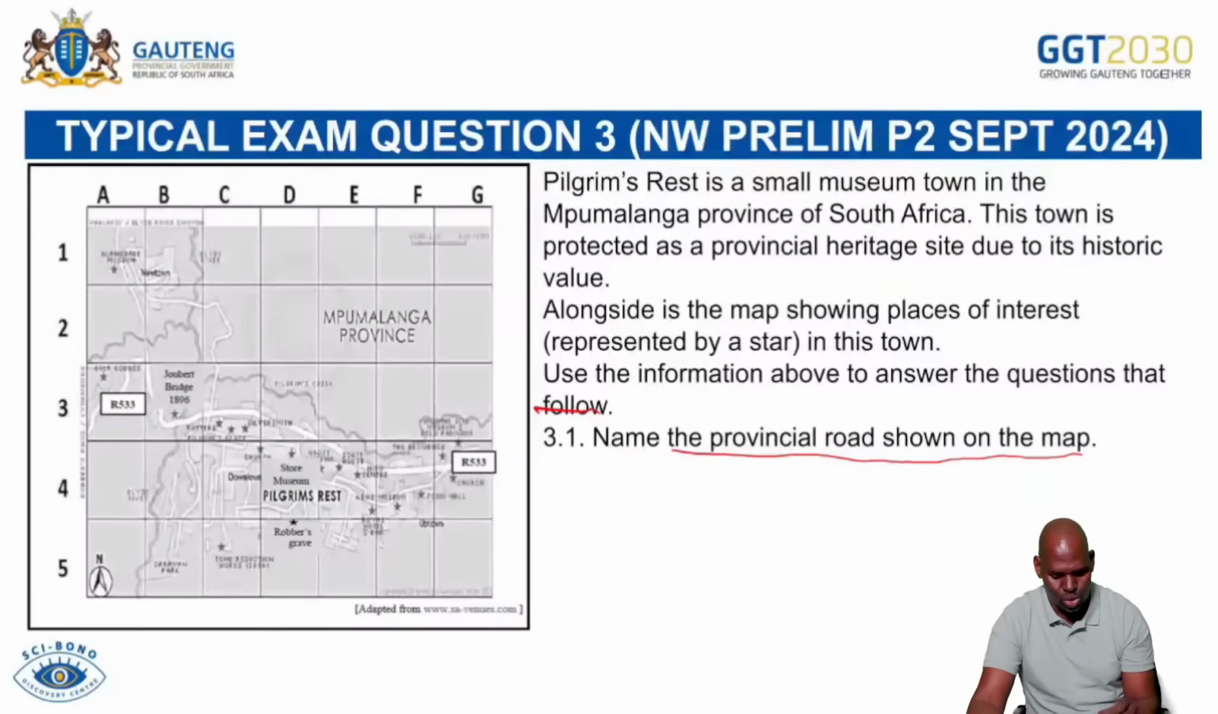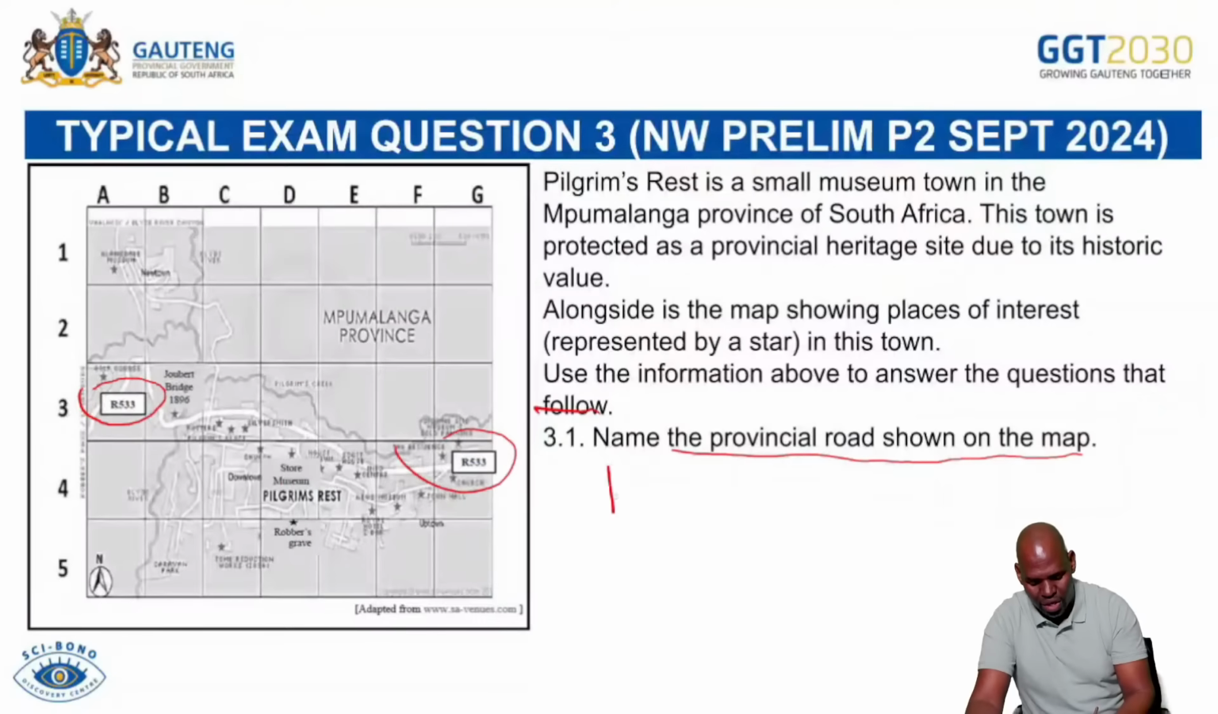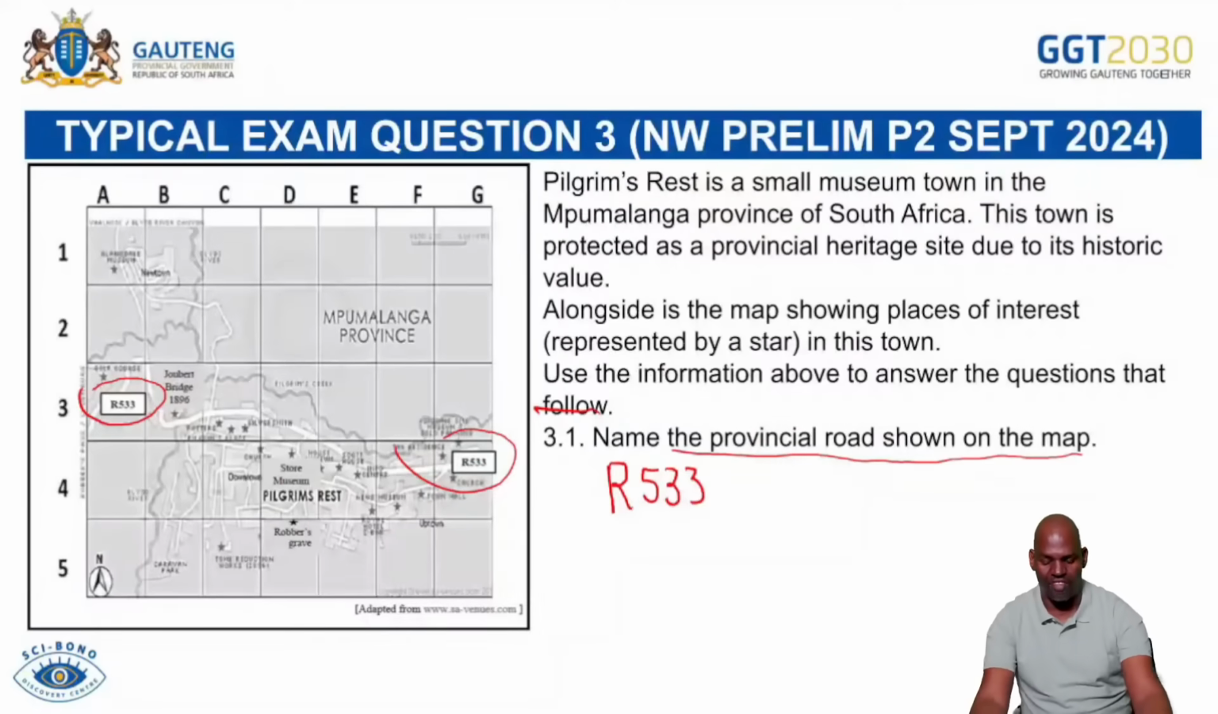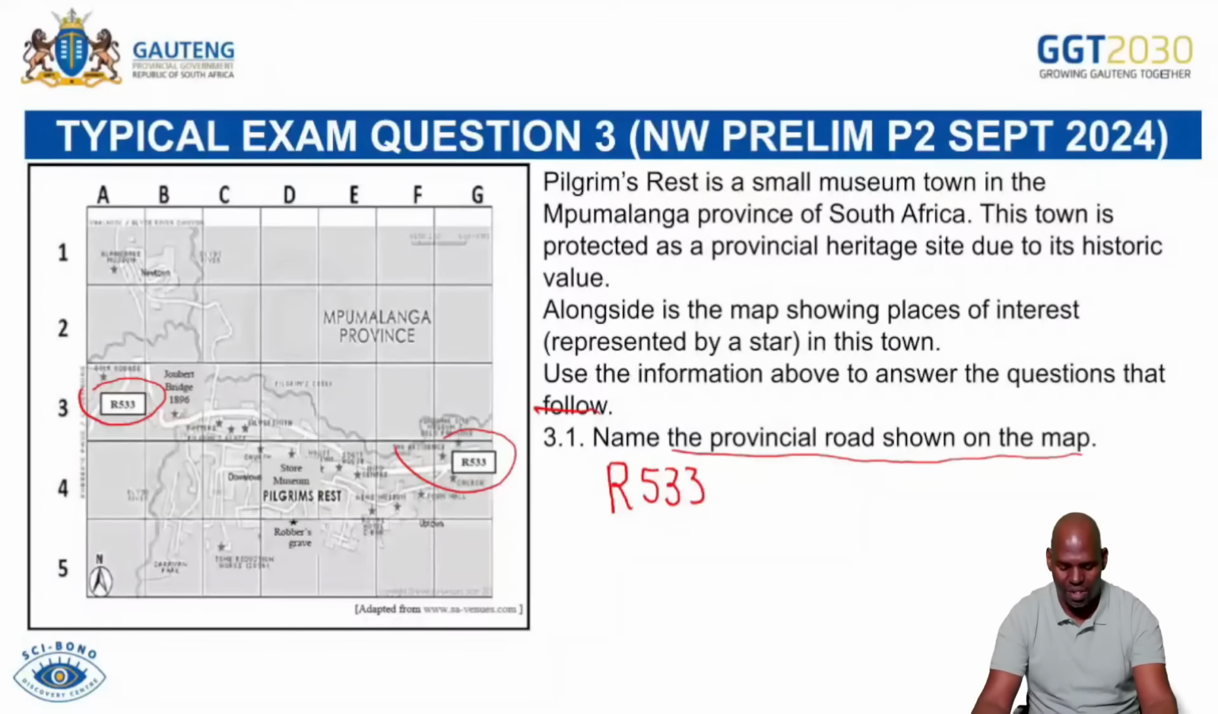If I look at this one, the provincial road will obviously be indicated by letter R. In this case, when I look at this one, it is R533, and this one is also R533. So the answer here is R533. Remember, it's not 533 rands, but it's R533. That is the name of the road.